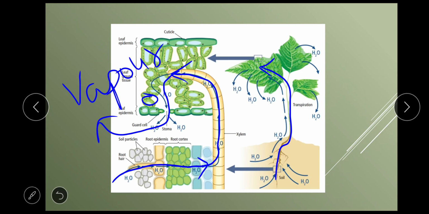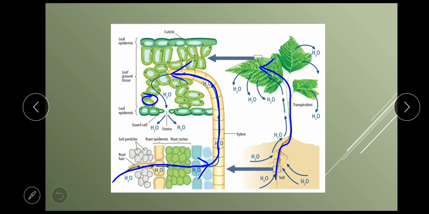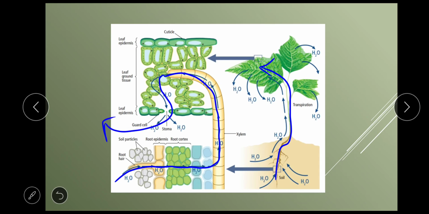This opening here is called stoma. From here, see again, trace this blue line: water enters from the xylem, goes to the leaves, and from the leaf, from the stoma, this water will go out. So this is how transpiration takes place, and all this is happening because of the sun. Okay, so now the topic transpiration is done.